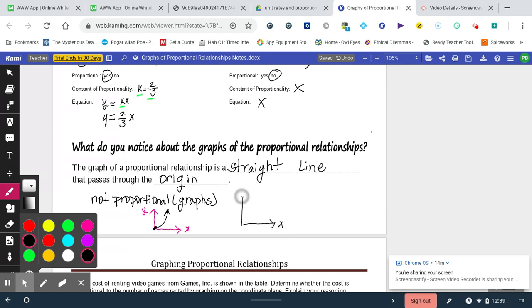All right, that's the x-axis. That's the y-axis. Let me see if I can think of another one. Something that looks like this. It's a straight line, but it doesn't touch the origin. The origin is right here, so that's down here, 0, 0. Okay, this is the origin, but it doesn't touch it. So again, it has to be a straight line and it has to touch the origin. So this is not proportional.